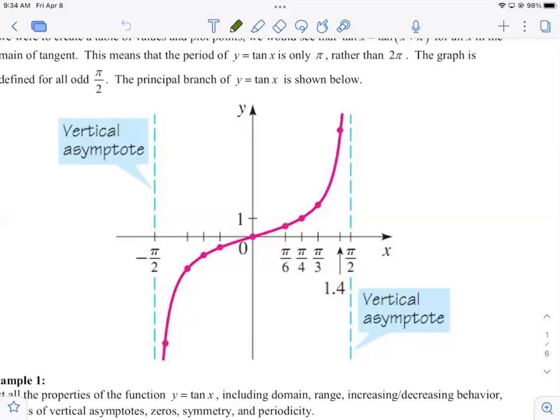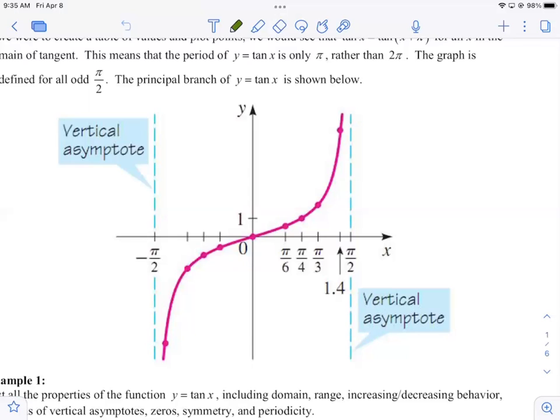Now, if we work backwards into quadrant 4, rotating clockwise, what would tangent of negative pi/6 be? That's the same as tangent of 11pi/6. Negative square root of 3/3. What would tangent of negative pi/4 be, which is the same as tangent of 7pi/4? Negative 1, right? And what would tangent of negative pi/3 or tangent of 5pi/3 be? Negative square root of 3. And what would be tangent of negative pi/2 or tangent of 3pi/2?